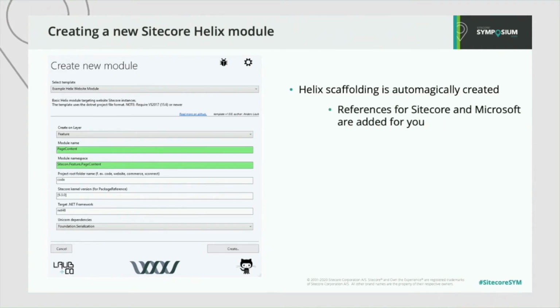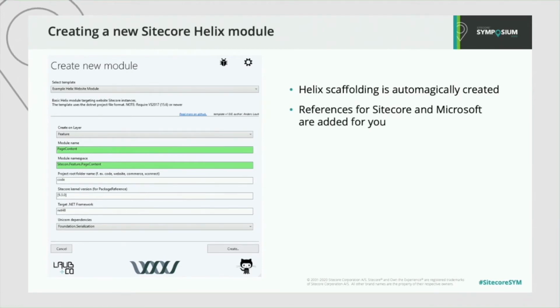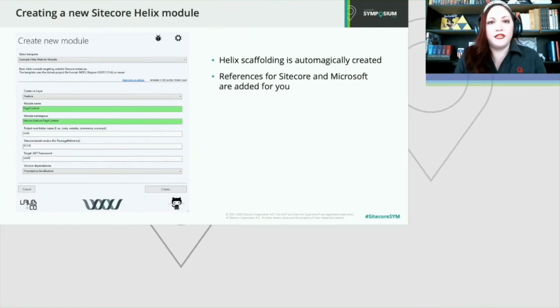Unlike the Helix generator using Yeoman, this tool is tied to specific versions of Sitecore, and it does add the appropriate packages and references for you. The one issue with that is that this tool needs to be updated frequently. The version that's currently out on the Visual Studio Marketplace is up to Sitecore 9.1.